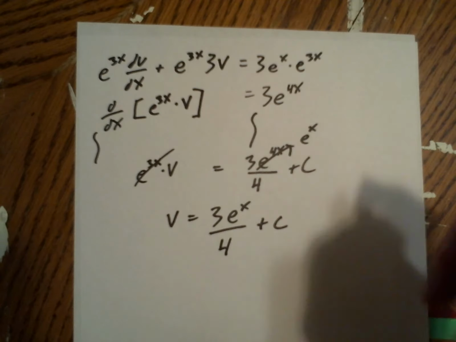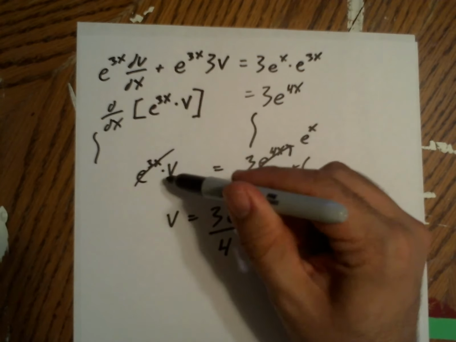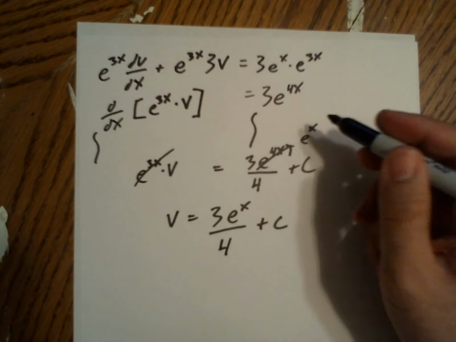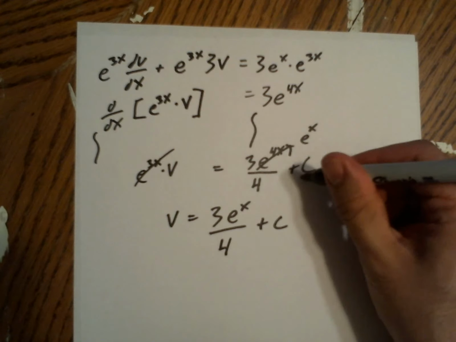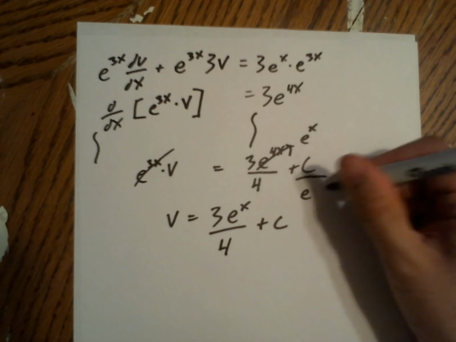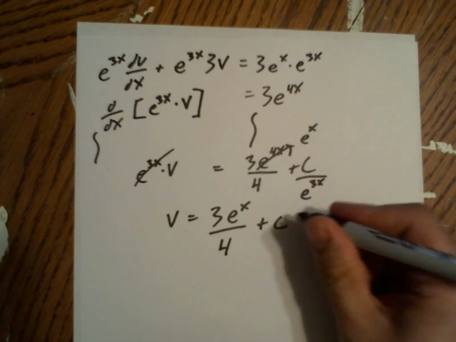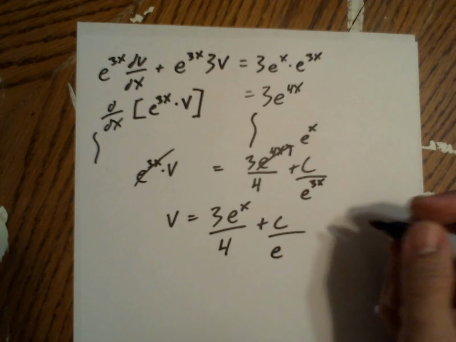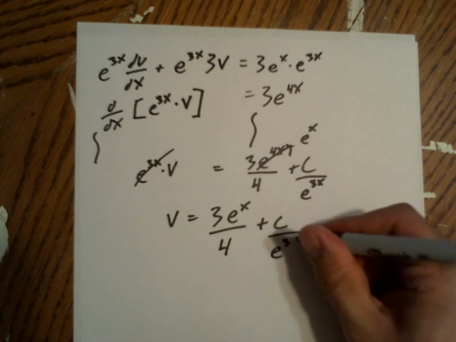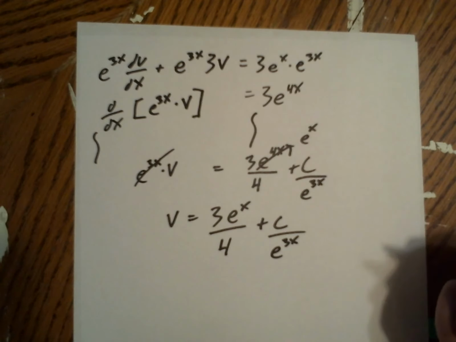That would be wrong if I left it like that. I divided this side by e to the 3x, so I can't just not do that to this constant right here. Yeah, that's important. You always got to do math on your constants when you bring variables into the picture.